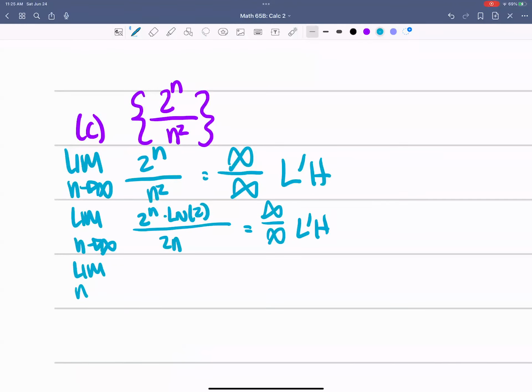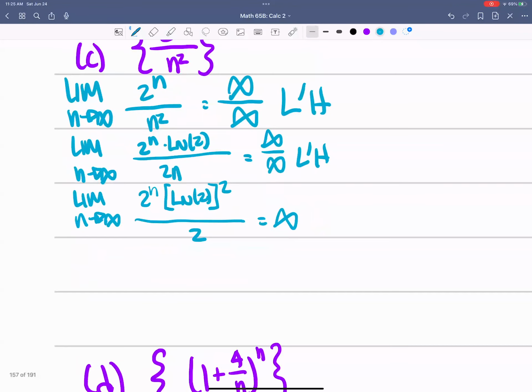The limit as n approaches infinity. Here we have 2 to the power n times ln of 2 squared over 2. And this part entirely goes to infinity. So we don't end up at a specific value. So we would say that the sequence a sub n diverges to infinity.